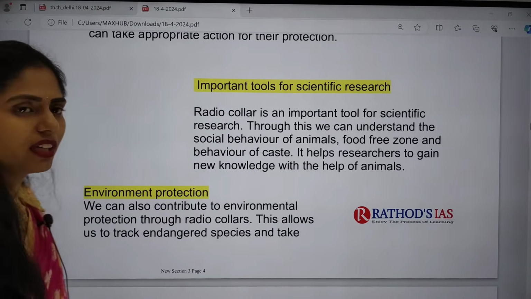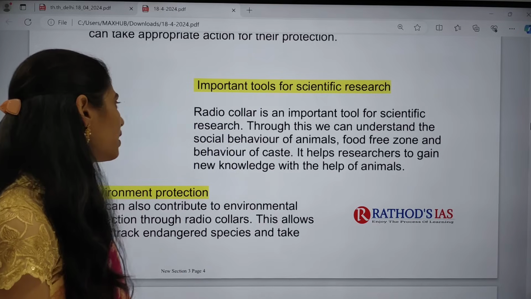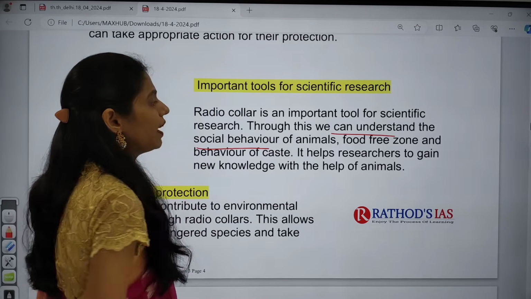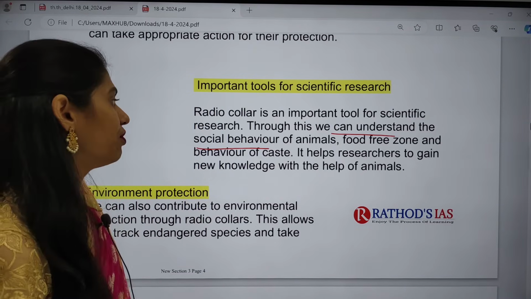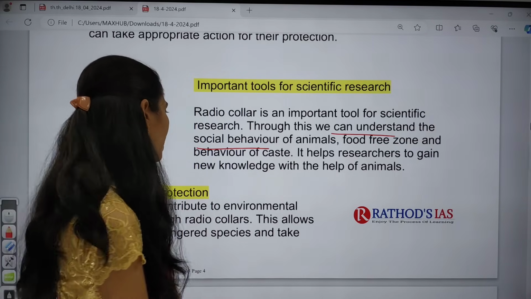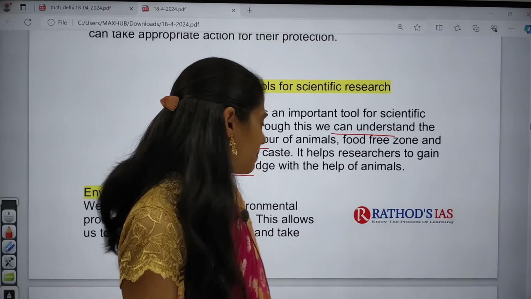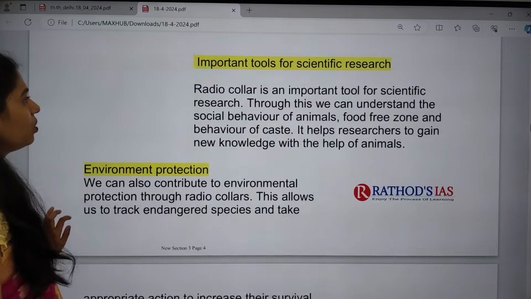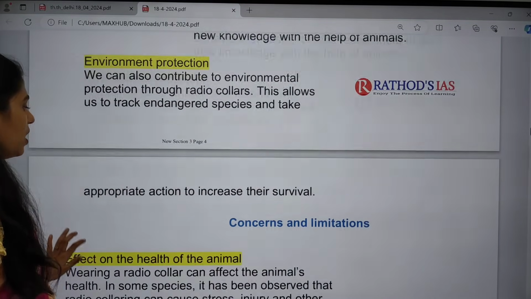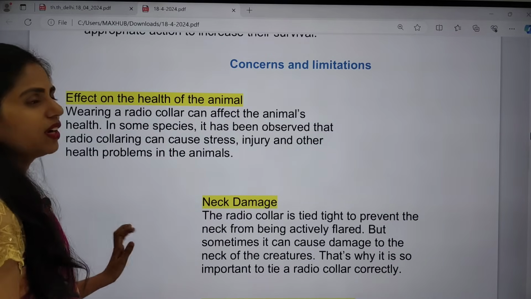And next, these are important tools for scientific research. For scientific research, to understand the behavior of animals, we normally use these radio collars. By using this, we can understand the social behavior of animals, their food and free zones, and how they are behaving, and it even helps to gain knowledge that will be helpful for animals as well as humans. And we can also use this type of technology for environment protection as well.